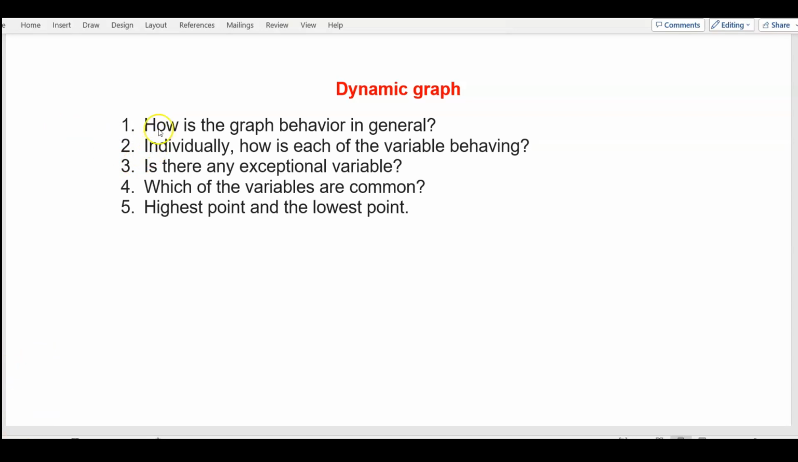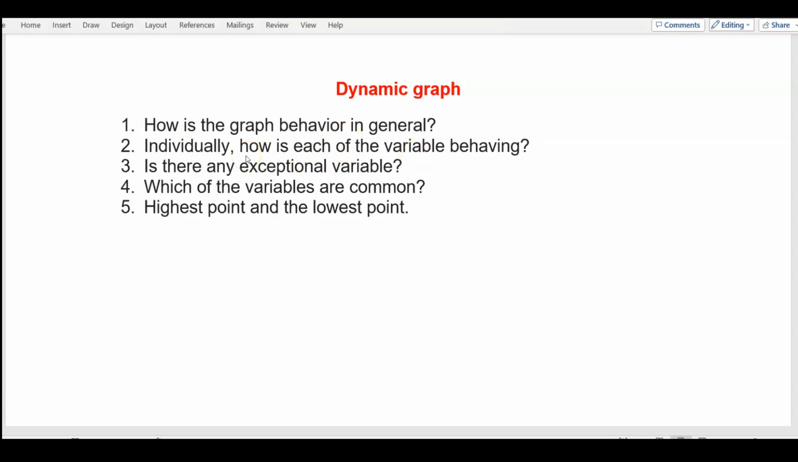First of all, you can ask yourself how the graph is behaving as a whole, or how the graph behaves in general. Sometimes you can check the graph in general and find that most of them had an increasing trend. Or maybe most of them had a decreasing trend, or generally you can see that the graph was oscillating or fluctuating. So that is for the general behavior. Commonly, how do you see it in general? And individually, how is each of the variables behaving? That is the second question.